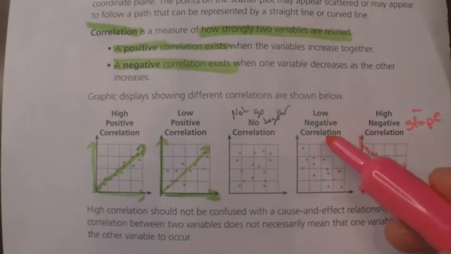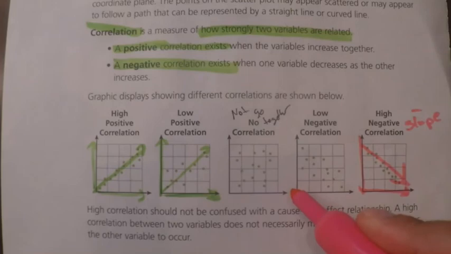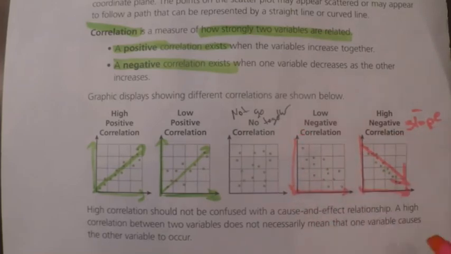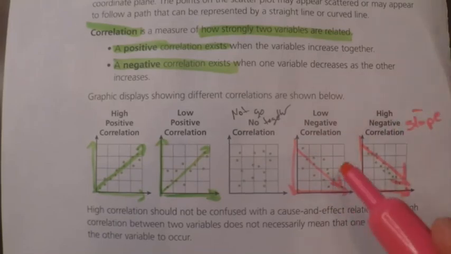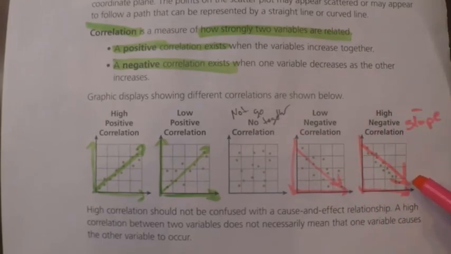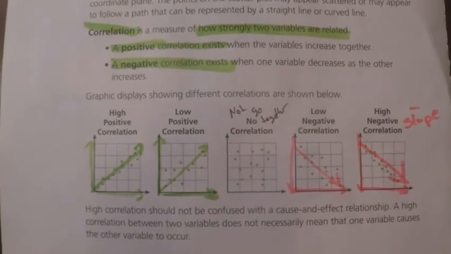When we look at a low negative correlation, again, that still means that as we go to the right, our points are going down, but they're not as close to that line as they are with the high negative correlation. So they don't go as close together from left to right.